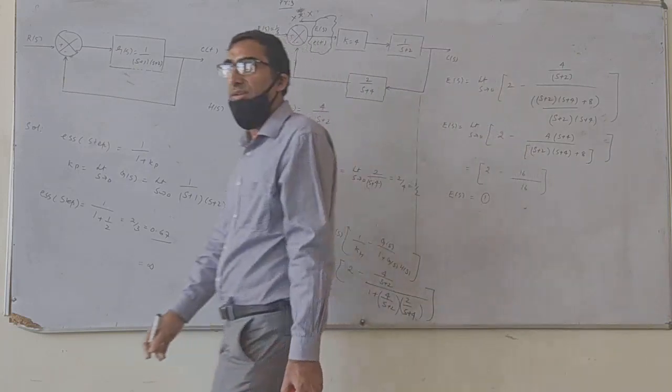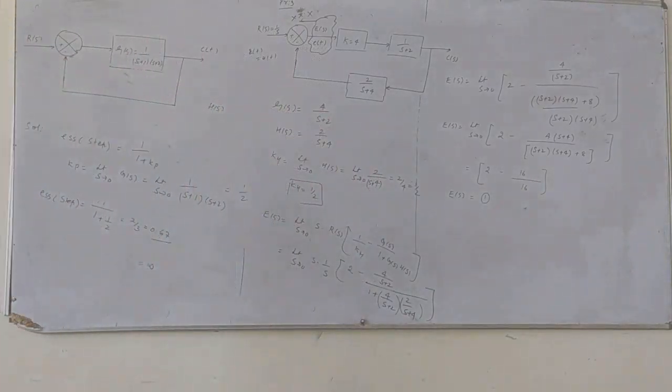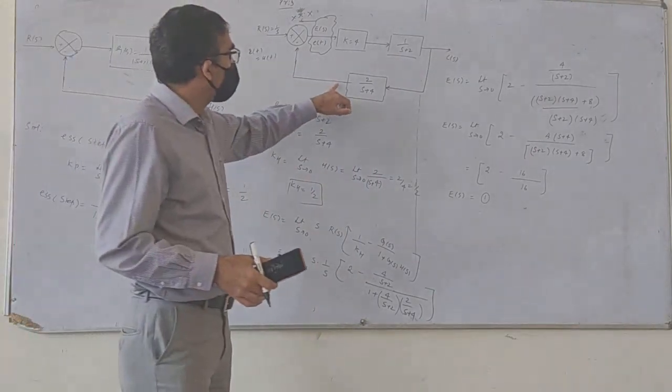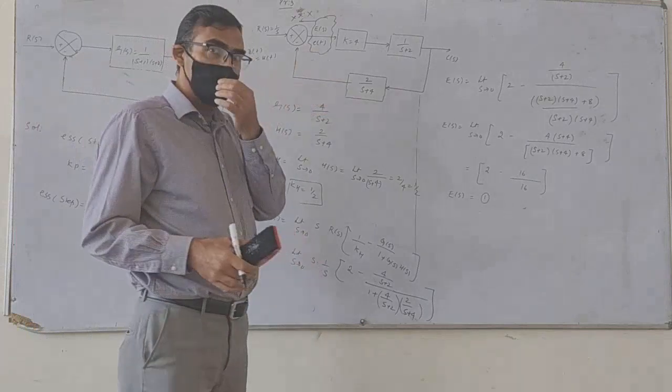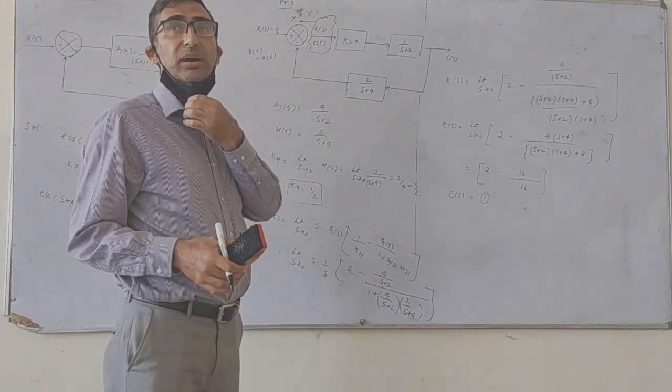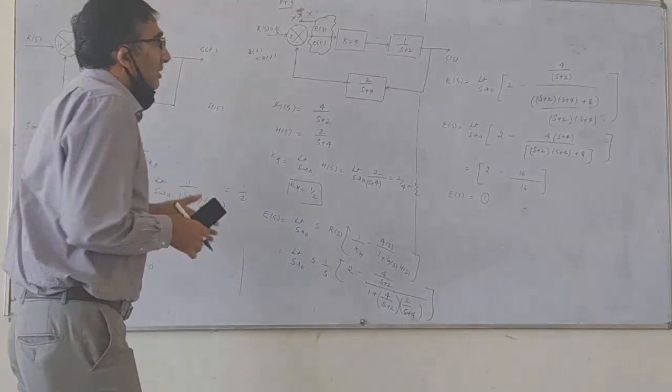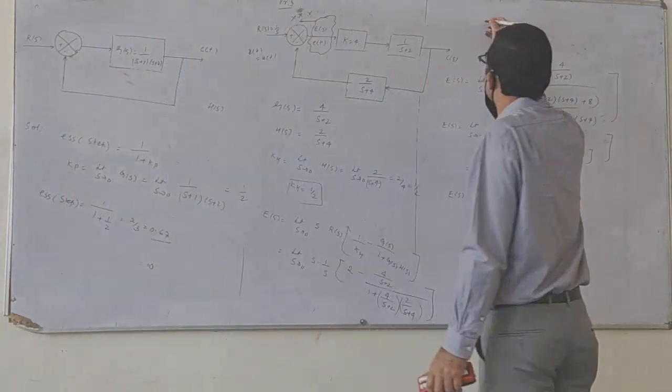That was the correct answer. But how IIT did it, they got the answer 0.5, which was the wrong answer. How did they get it? They converted this into unity feedback. How can you convert it to unity feedback? The transfer function for a closed loop system is this one.